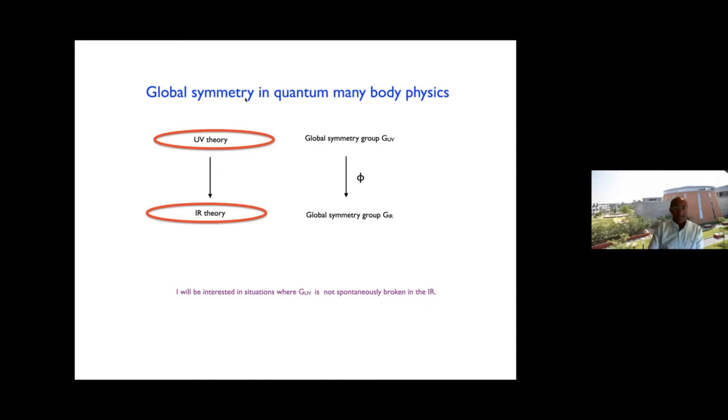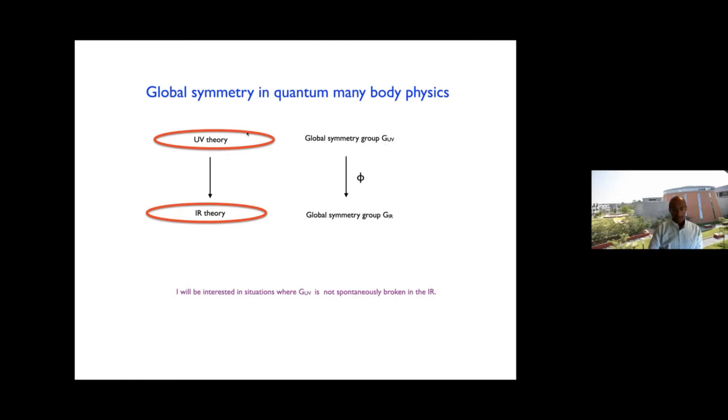Let me start by making some very simple general statements about global symmetry in quantum many-body physics or quantum field theory. So we're interested in situations in which there is some UV theory. In condensed matter physics, that will be the theory of electrons moving on the lattice with some interactions. But the statements in this and the next slide are much more general. So we have some UV theory, and this UV theory will have some global symmetry, which will be described by some global symmetry group, G, which we'll denote G_UV.